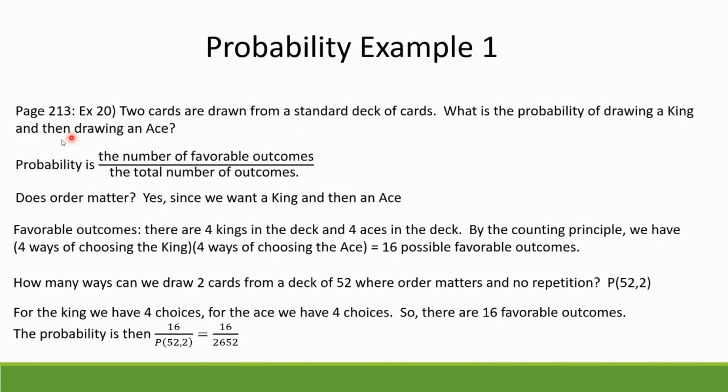Well, remember, this is what probability is by definition. It's how many favorable outcomes there are divided by the total number of outcomes. So in this case, it's how many ways we can choose a king and then an ace. That's our favorable outcomes, divided by how many ways we can choose 2 cards from the standard deck of cards where order does matter.